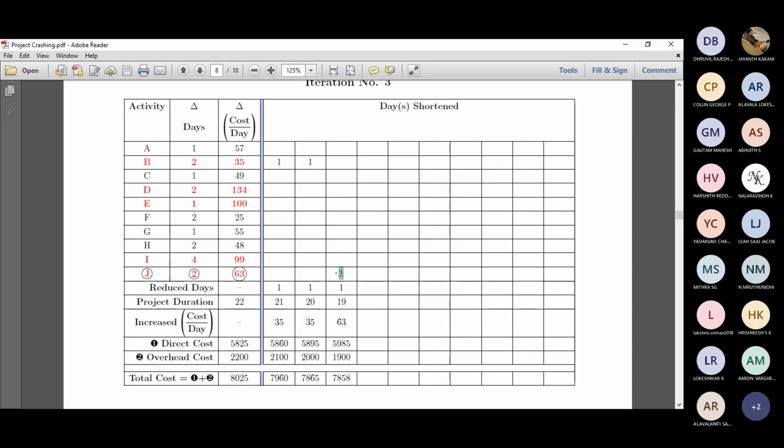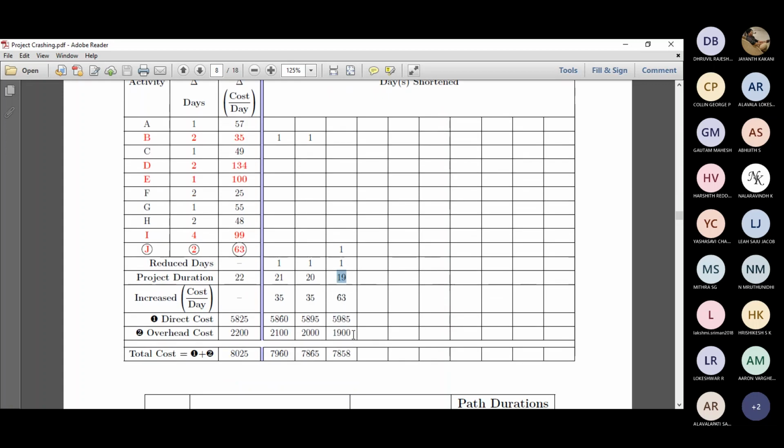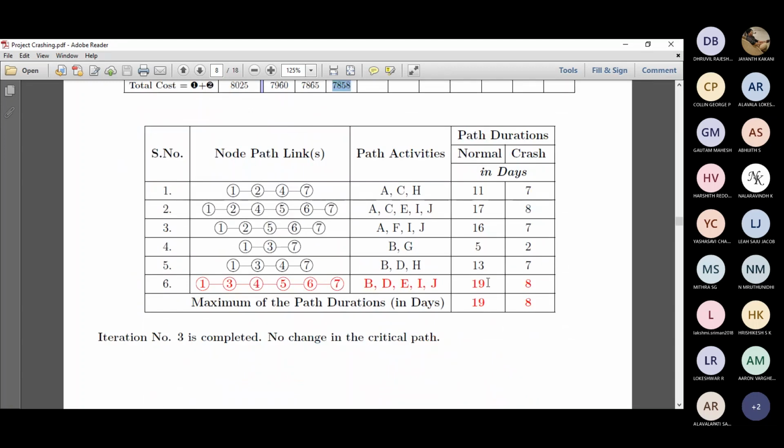So first we'll reduce 1 day. The cost slope is 63. Here it is 1 day reduction. The total reduction we have achieved is 3 days. So 22 minus 3 is 19. Then the cost slope was 63. The direct cost from the previous case plus the cost slope will give us the direct cost for this particular crashing. And then 19 into 100 is 1900. Then 5895 plus 1900 adds up to 7858. And when we look at the critical path, it's still critical. You see, 19 is the highest of all.